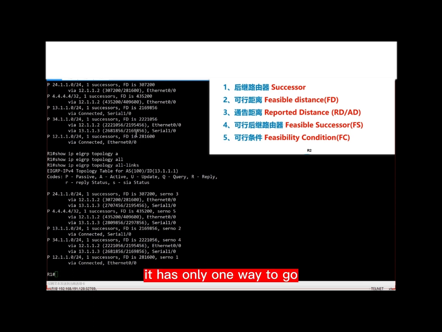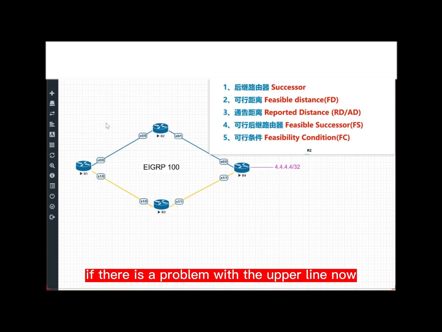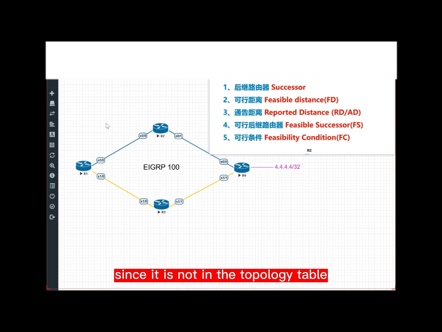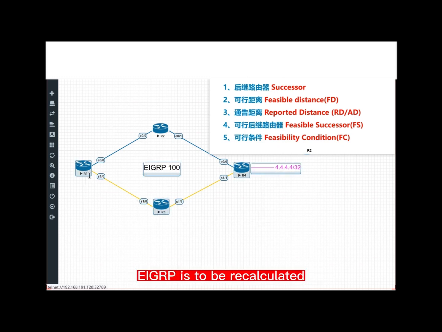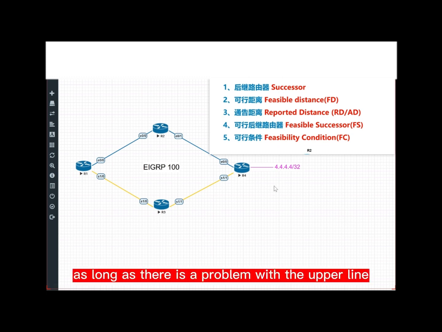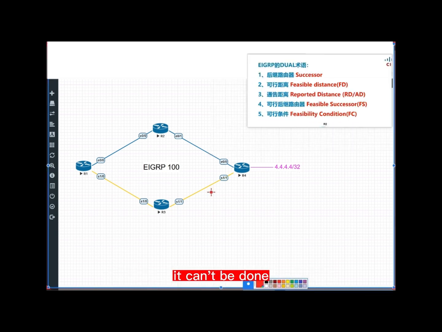It has only one way to go. We found out now. If it is not in the topology table, then according to what we said in the last class, it is impossible to achieve second-level switching. If there is a problem with the upper line now, since it is not in the topology table, EIGRP is to be recalculated. The line will be recalculated. Then go down the line. It can't be achieved. As long as there is a problem with the upper line, the lower line is switched immediately. It can't be done.